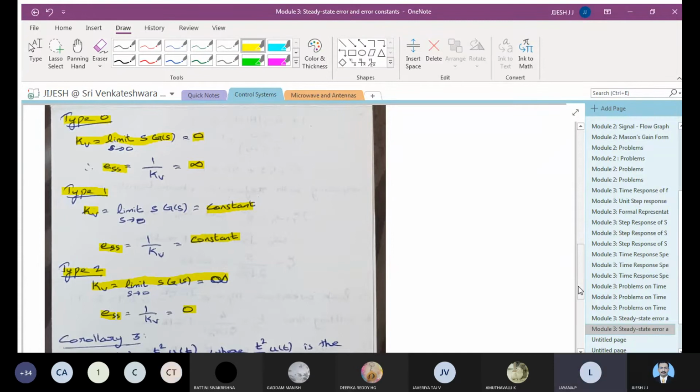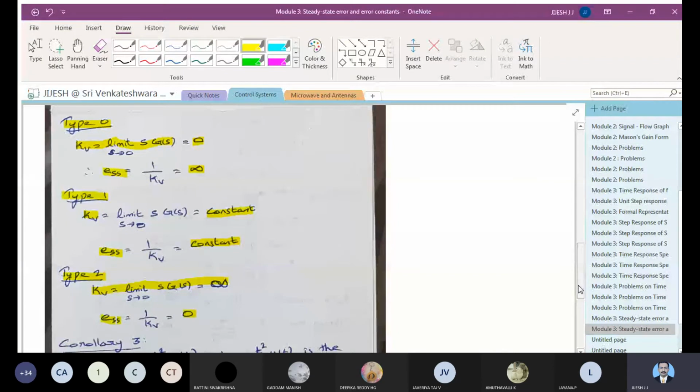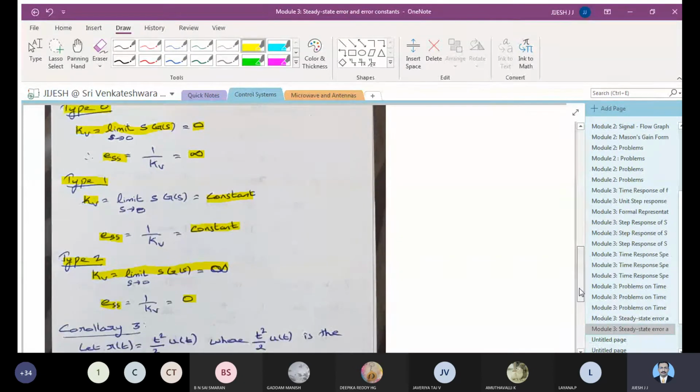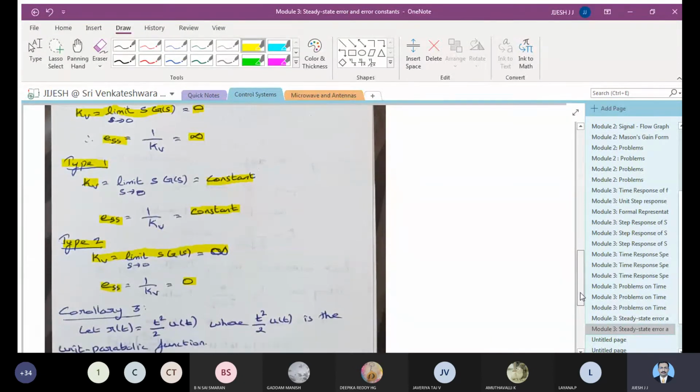Parabolic function. So what is the equation for parabolic function? See, study all these things. What is the equation? Any one of you? 1 by s cube. Okay, that is correct. When I ask you the equation, you need to say that r of t is equal to t square divided by 2 u of t. And when you take the Laplace for that, you get 1 by s cube.